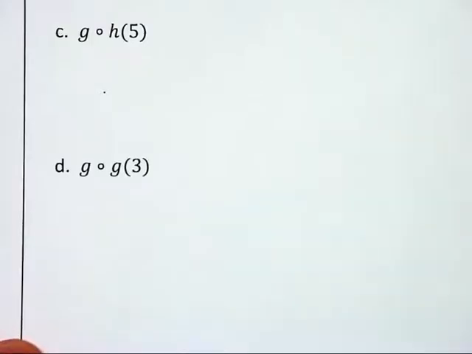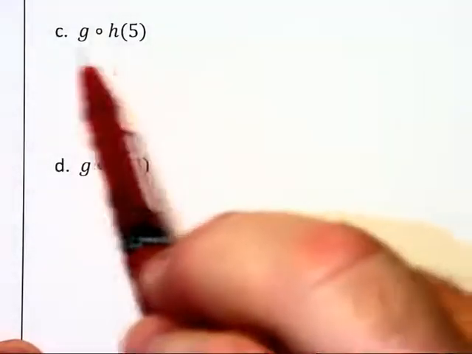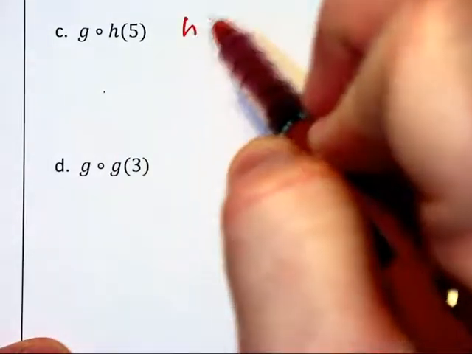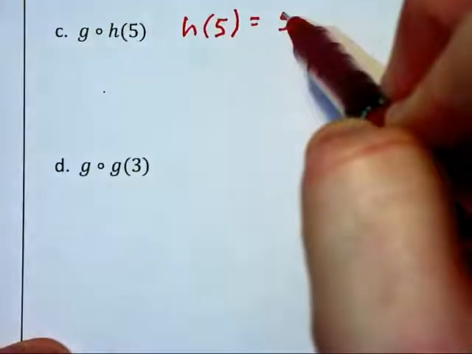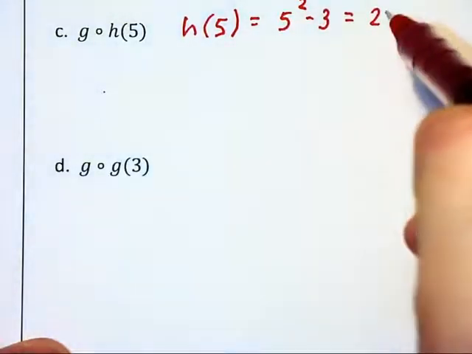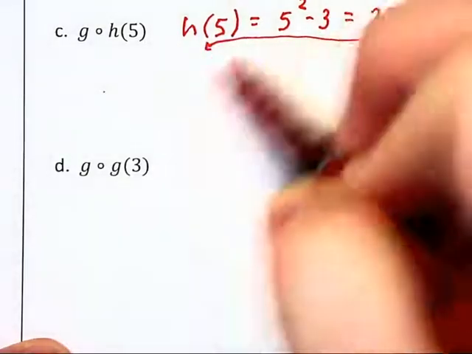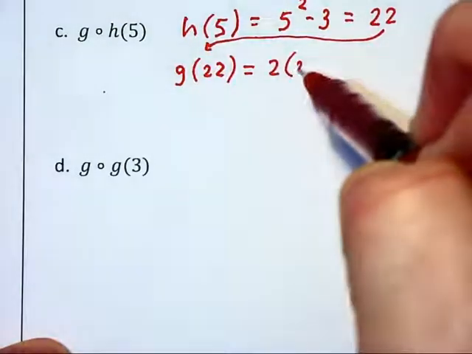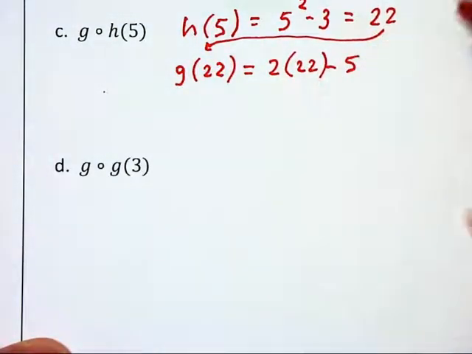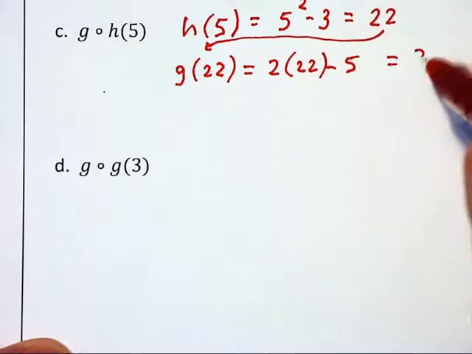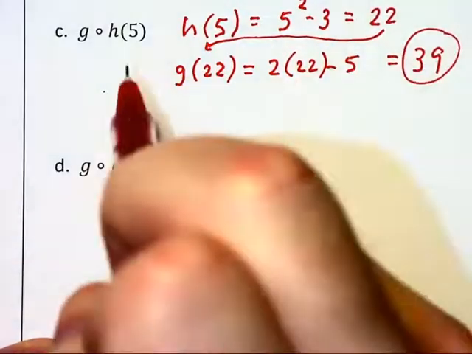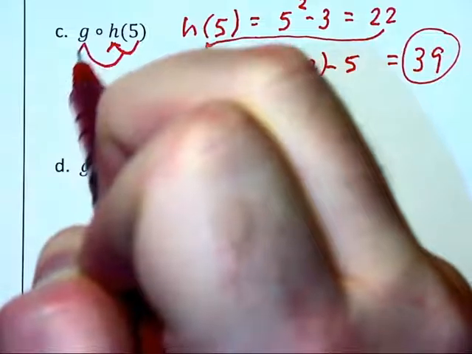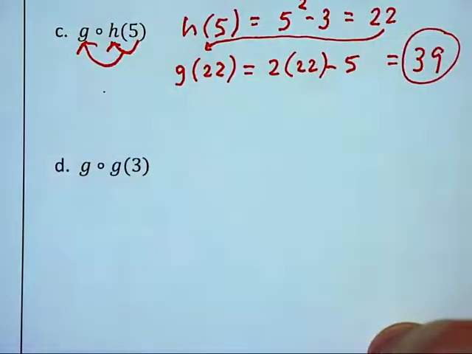Now let's look at g composite h of 5. I don't have g composite h of x yet, so I'm going to do this as a two-step process. I'm going to begin by finding h of 5, which is 5 squared minus 3, which is 22. And I will take that value 22 and substitute it into function g. g of 22 will be 2 times 22 minus 5. Well, that's 44 minus 5, which is equal to 39. Notice how I took the 5, substituted it into h, and got 22, and took that output of 22 and substituted it into g to get the final answer of 39.